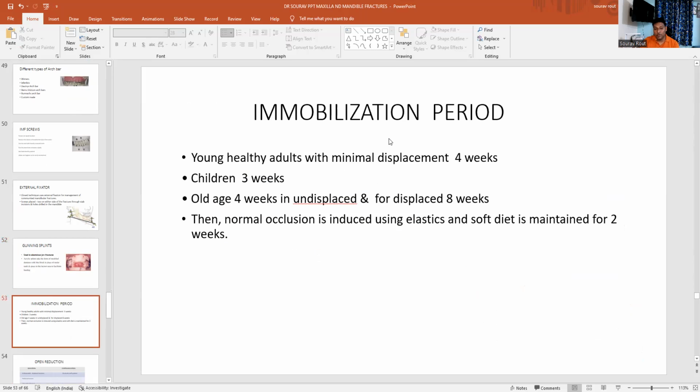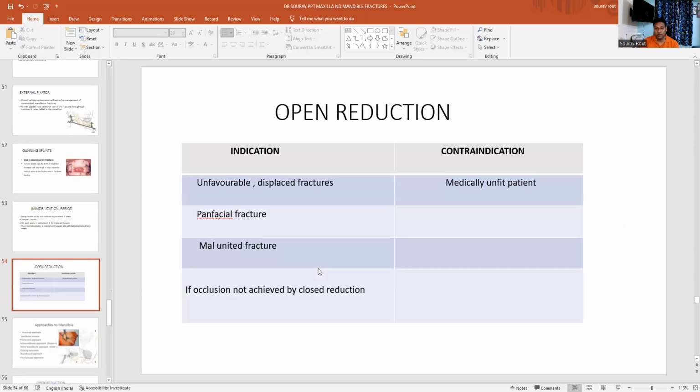What is the immobilization period? For young healthy adults, we have to immobilize for 4 weeks, children for 3 weeks, old age for 4 weeks in undisplaced, and for 8 weeks if it is displaced. The normal occlusion is induced using elastics, and a soft diet is maintained for 2 weeks more.